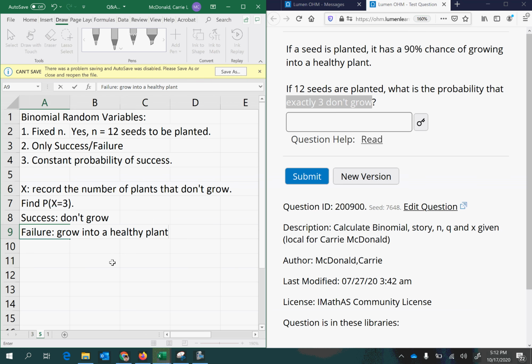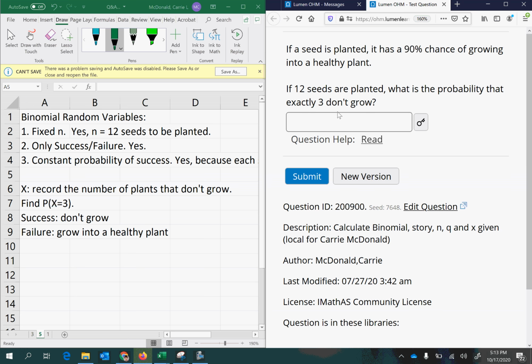Okay, so now we have that the first two are satisfied and 3 is also satisfied because we have a constant probability of success for every single seed. So 3 is satisfied because each seed has the same probability of not growing. Yes, because each seed has a 10% chance of not growing. They told us that the probability of a plant growing into a healthy plant is 90%. Therefore, the chance that it's not is 10%.